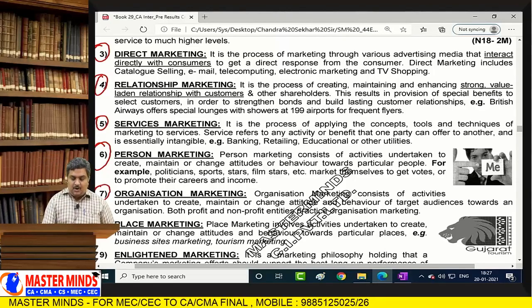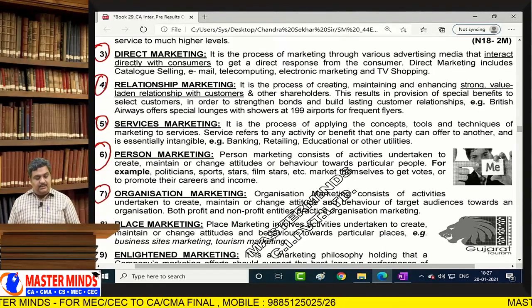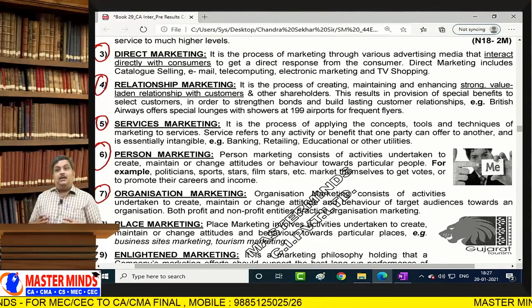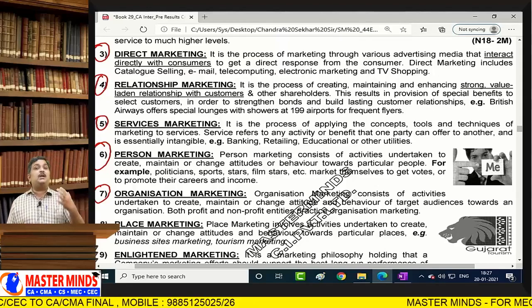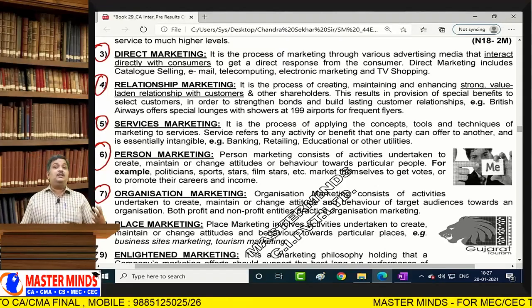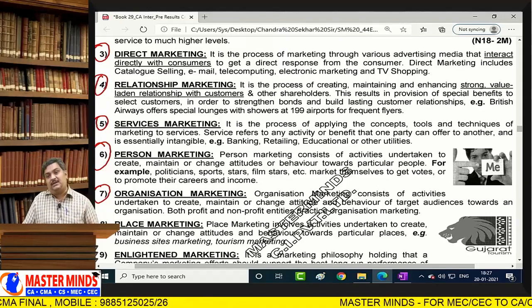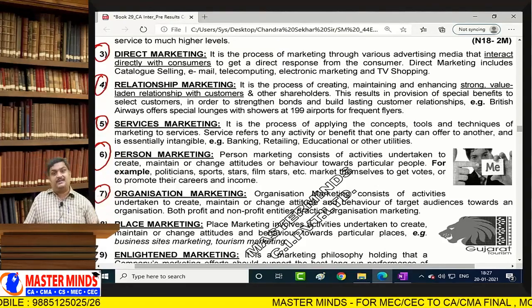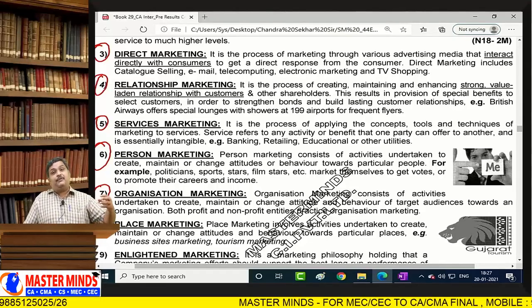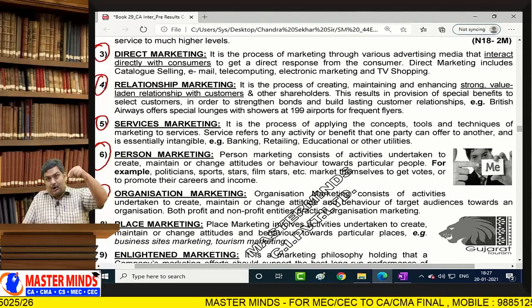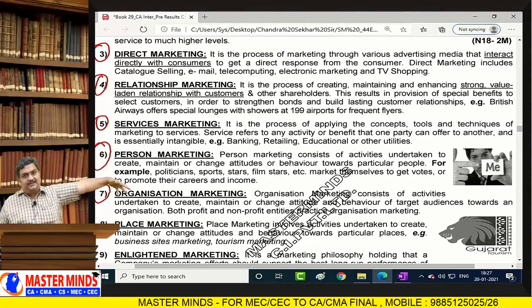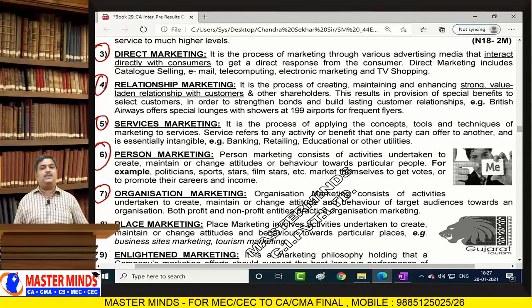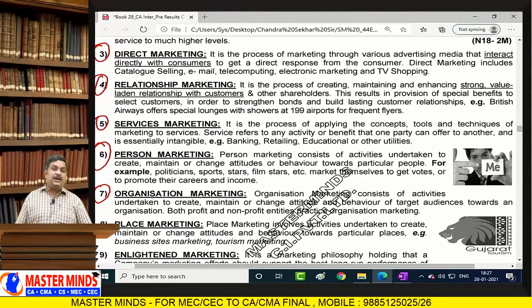And the next one is organization marketing. Many people will not know about your organization. For example, I may be using Tata Salt and I just think that Tata is a company which only makes salt. But that is not the case. Tata has a lot of other businesses. Now, instead of advertising one particular product, if Tata advertises all of its business activities in one particular advertisement campaign, that is called organization marketing.